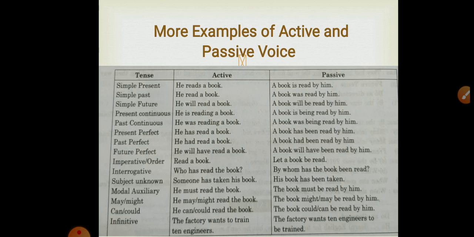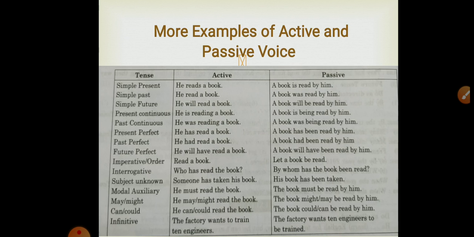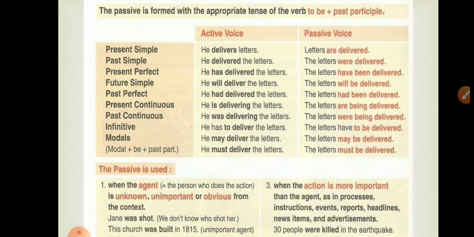So in this way we have seen the examples of active and passive voice, as well as we have seen how to convert the active sentences in the passive voice. Here are few more examples of the active and passive voice. You can note down in your notebook. He delivers letters. Letters are delivered by him. He delivered the letter. The letters were delivered.